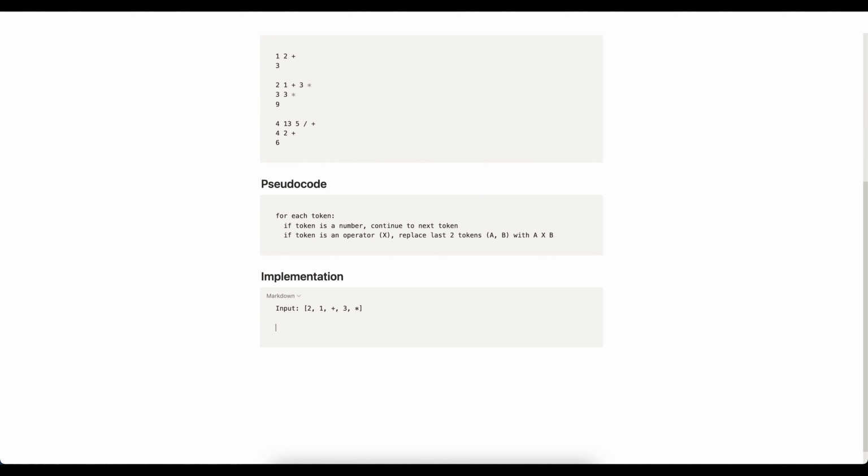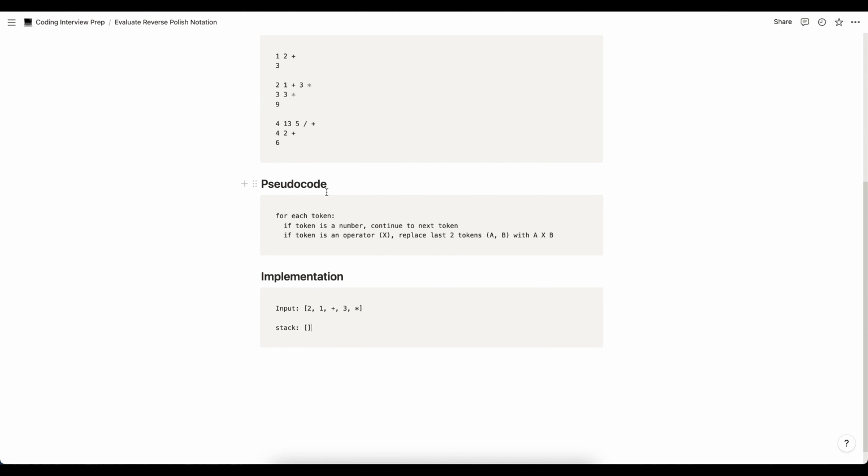Recall that a stack lets you push items to the top. To retrieve items, you can only pop items off the stack starting from the top in LIFO order, last in, first out, and this is exactly what we need. We'll push numbers on the stack, and only once we encounter an operator do we pop off the last two items, perform the operation, then push the result onto the stack again.